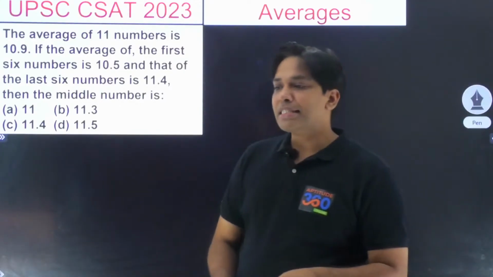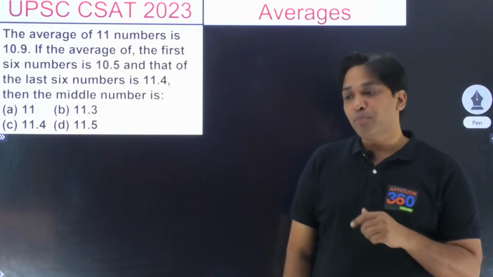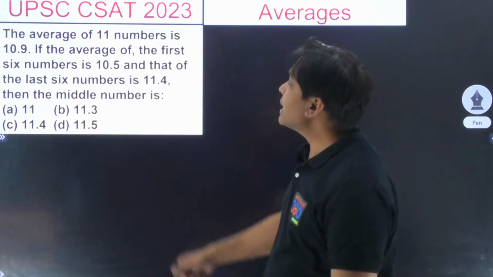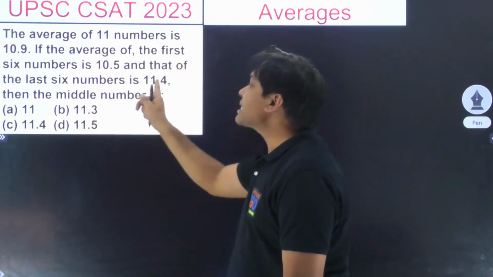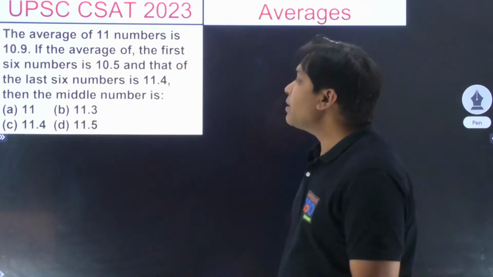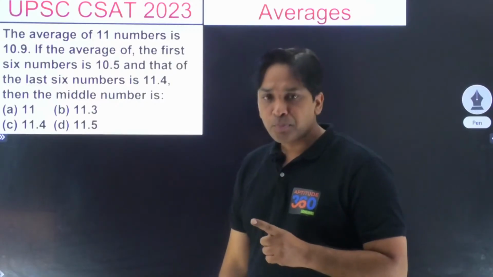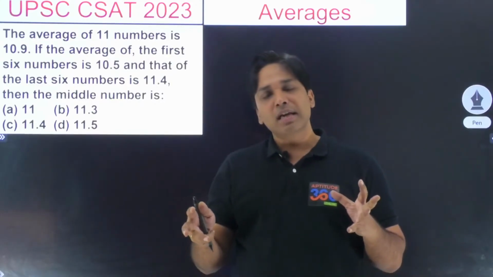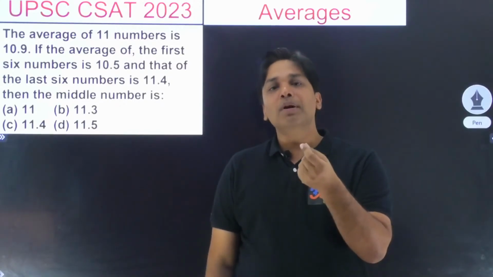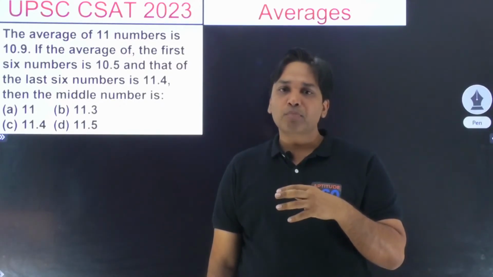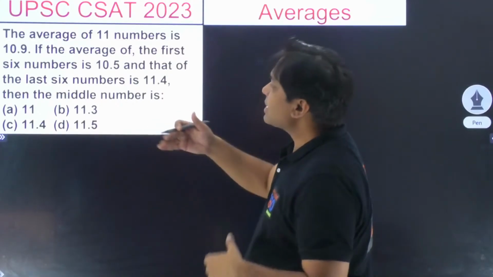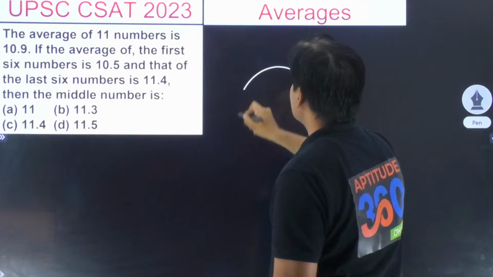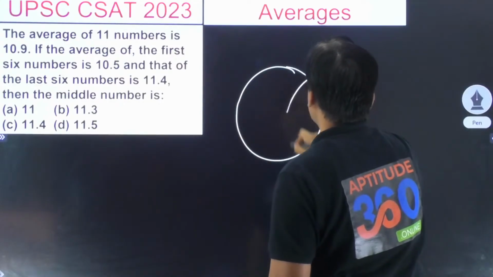This problem says that the average of 11 numbers is 10.9, and if the average of the first 6 numbers is 10.5 and that of the last 6 numbers is 11.4, then what is the middle number? Obviously, if you're talking about the first 6 and the last 6, the 6th number is going to be the middle one. It is going to be in the first 6 and in the last 6, something like this.